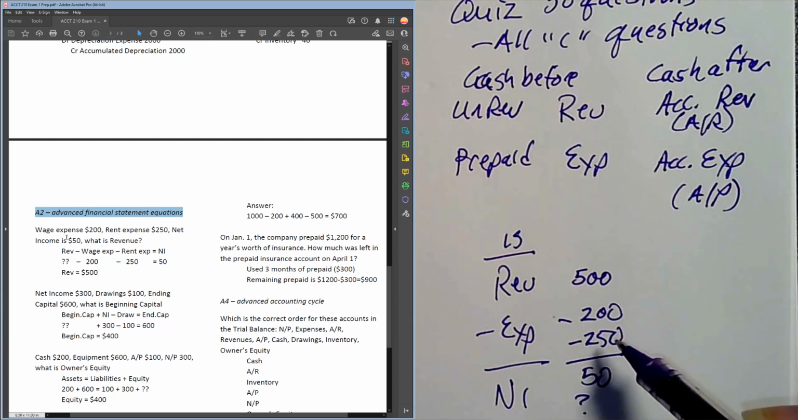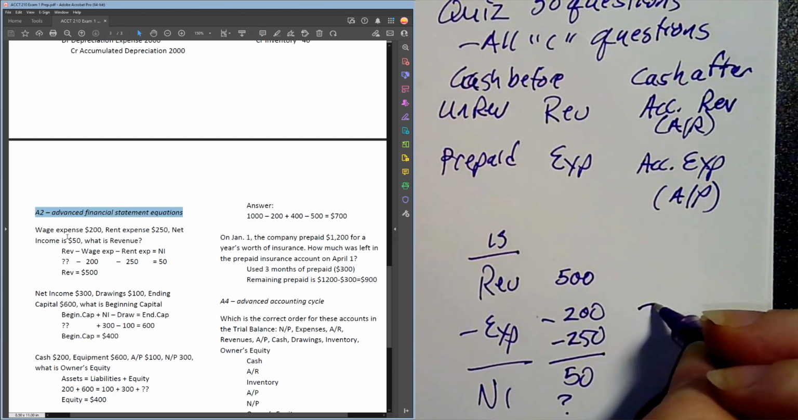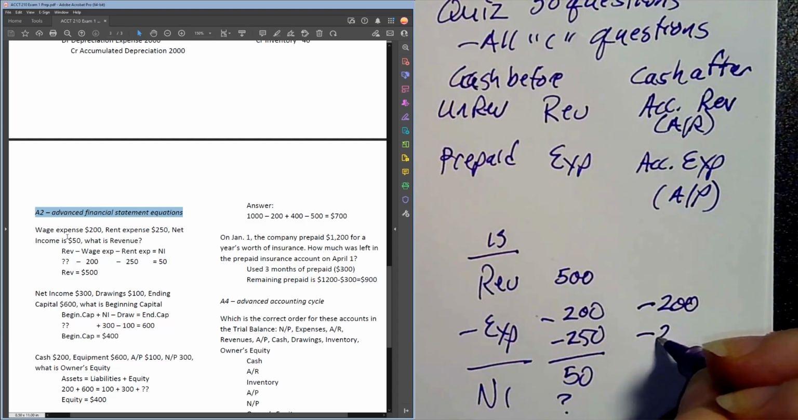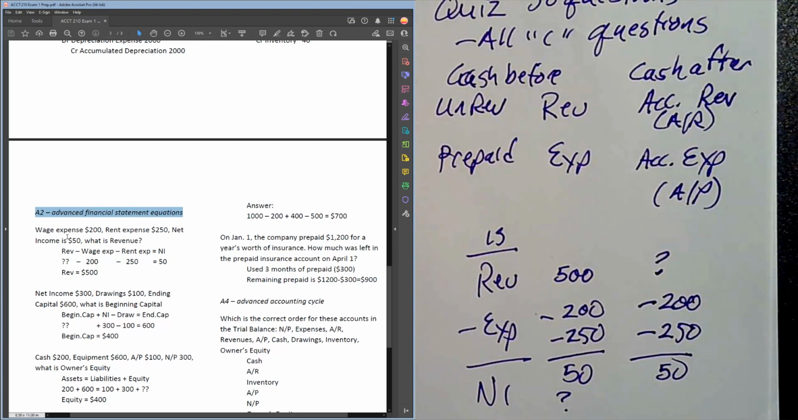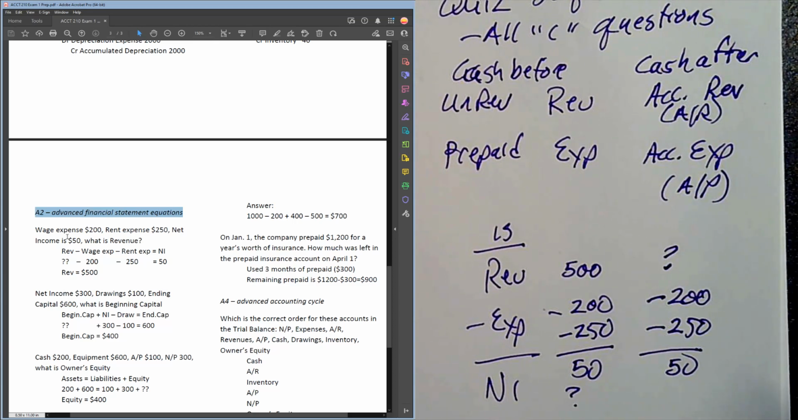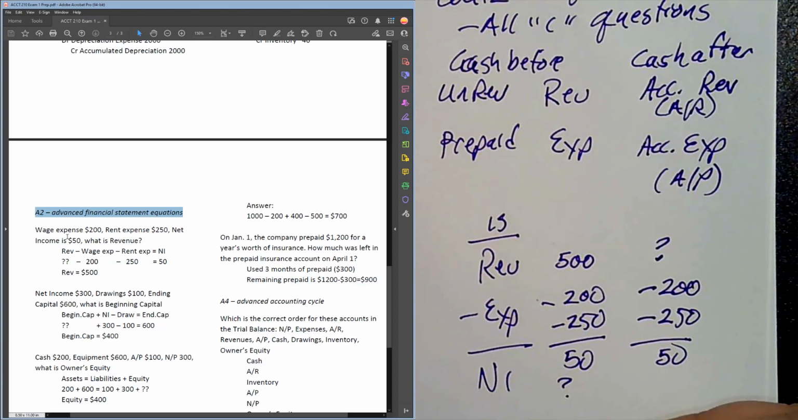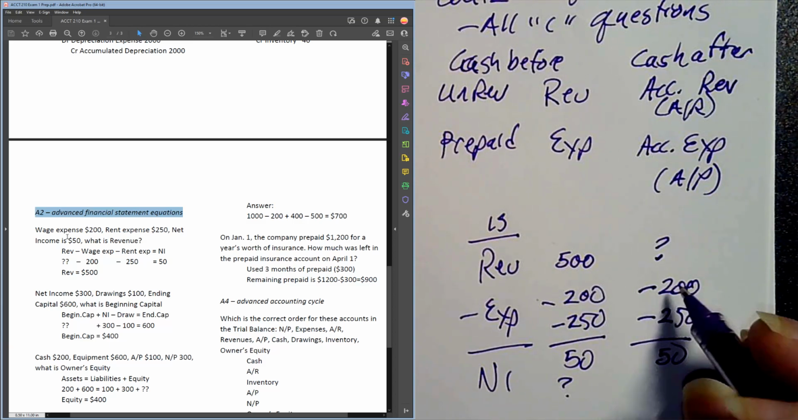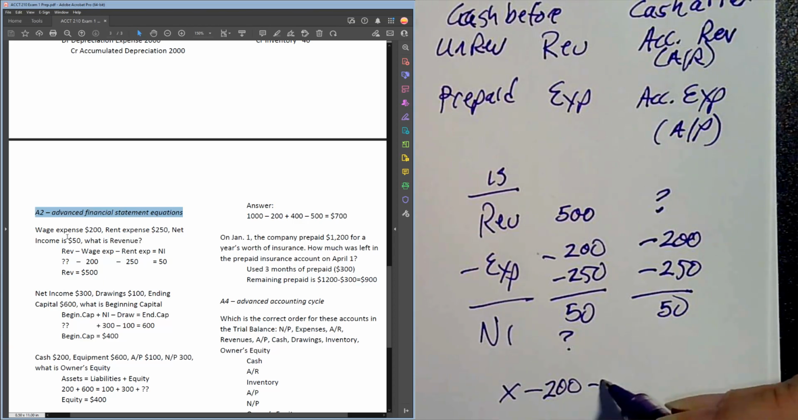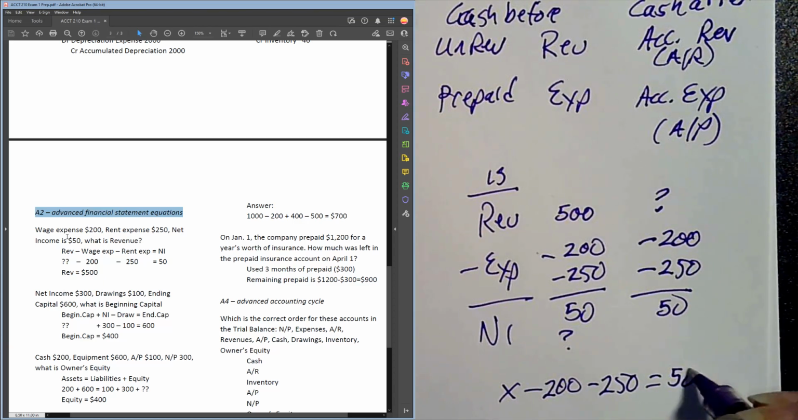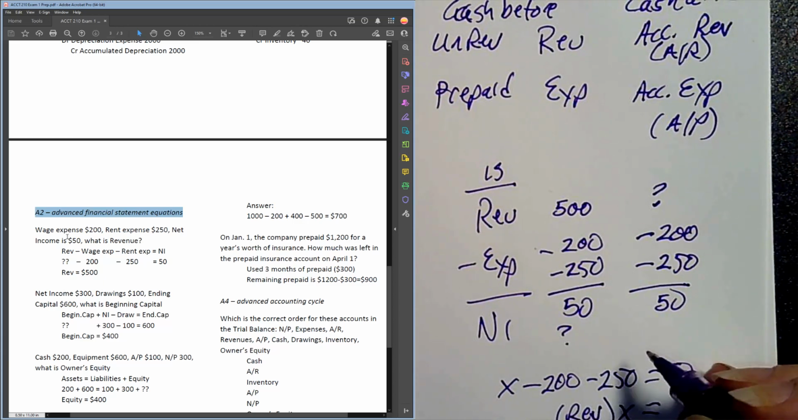So rather than asking you the normal format here, you notice here in this second one, we're asking, okay, here's the wage expense, here's the rent expense, here's the net income, and now the unknown is the revenue. What is the revenue? So that's more of an advanced question because you still have to know the income statement, but maybe it's asking you in a slightly different way that's not familiar. So it's still an algebra equation. So it's just x minus 200 minus 250 equals 50. And so x, or revenue, is going to be 500 here.